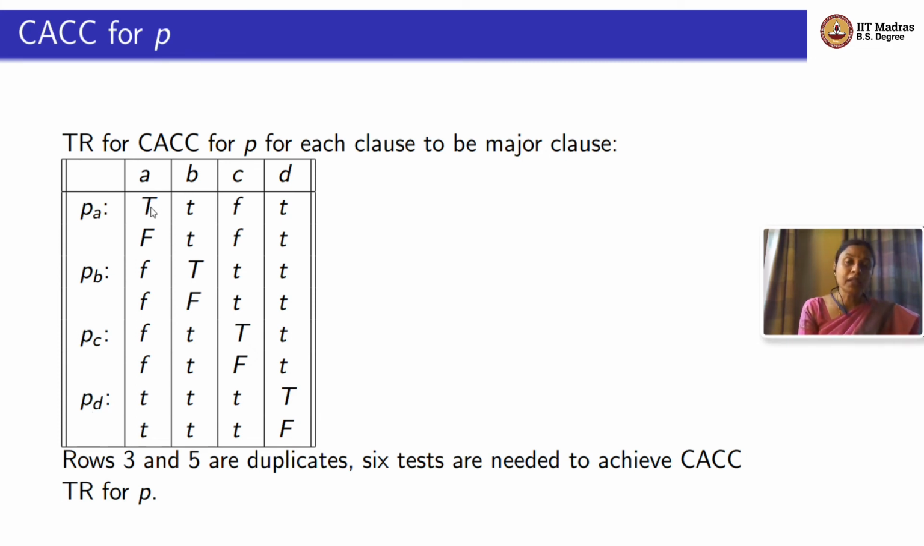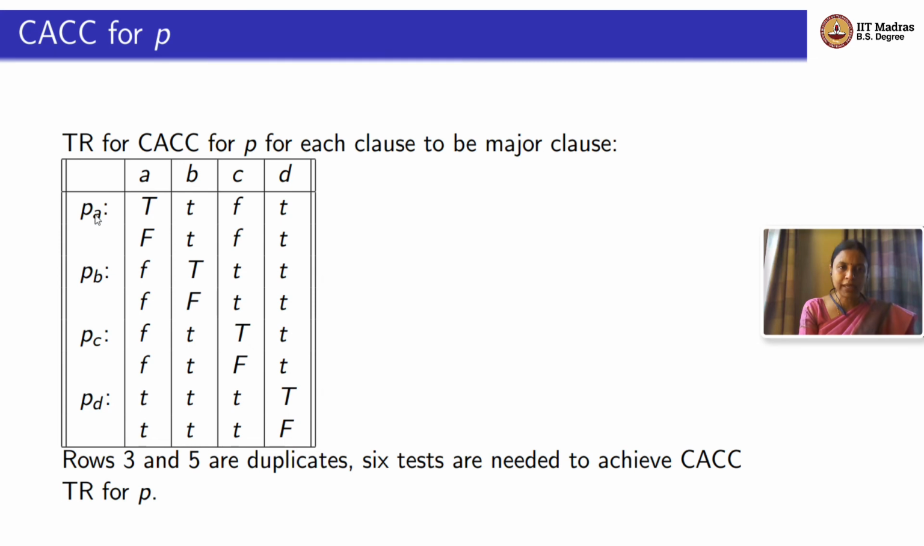So here earlier I had used the bold versus non-bold. Here the convention is T and F in capital letters and T and F in small letters, lowercase letters, both represent true and false. But if I distinguish them in capital letters, then this is the part where A is the major clause.